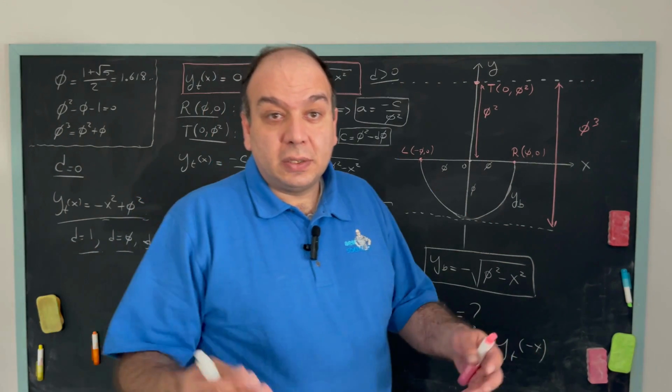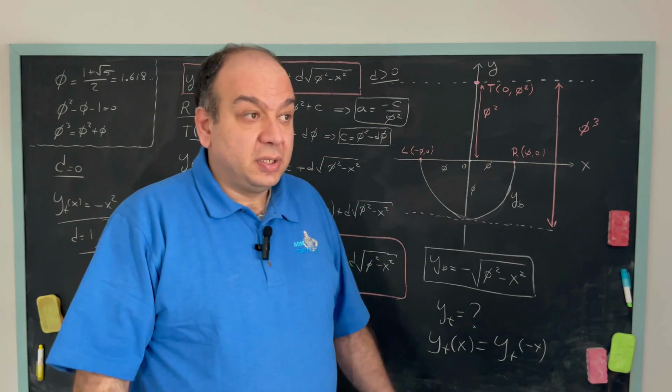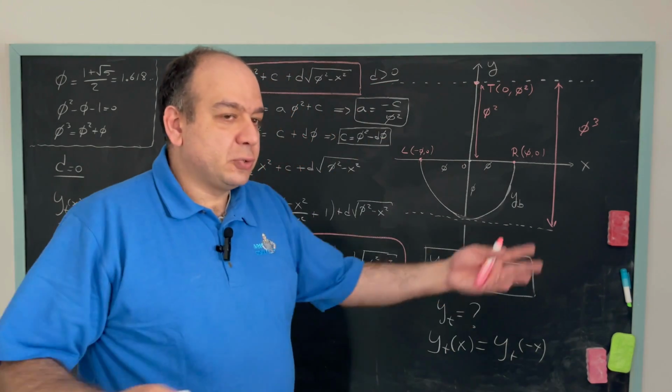So now I would like to show you an animation where D changes from 0 to phi square.